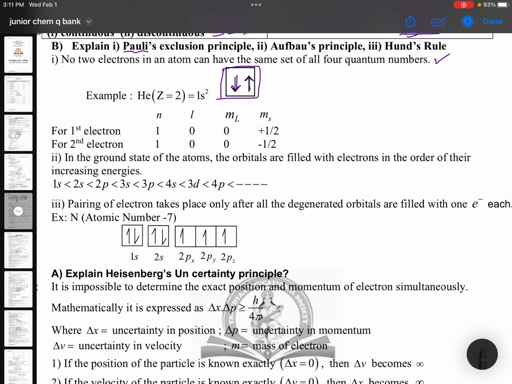Example देखेंगे आप. Helium, first electron, second electron. See, first electron n value is same 1 1, L value s orbital same 0 0, m value 0, but spin first electron plus 1 by 2, second electron minus 1 by 2.